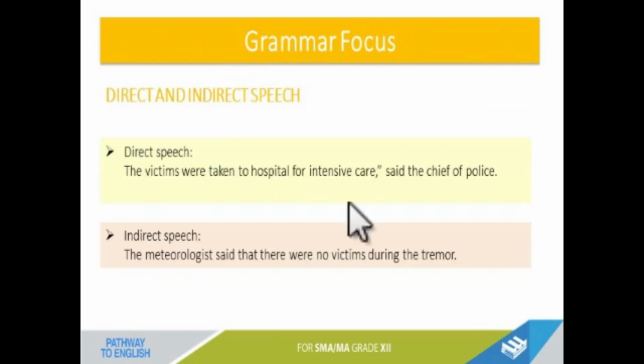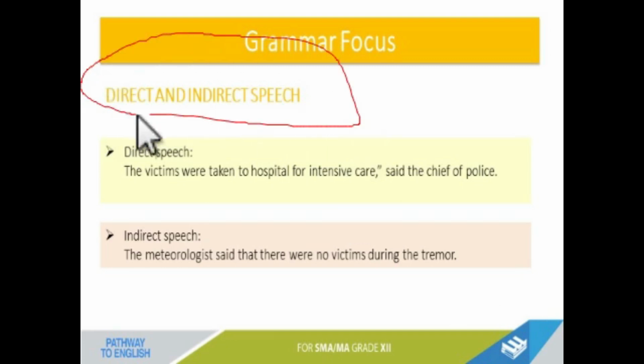And then the last part is direct and indirect speech. I think you have already learned it in secondary school, in grade 10 or 11. Direct and indirect speech is also used in news items. Direct speech is when people speak directly to the second speaker, so we write using the original words or sentences that he spoke. For example, the victims were taken to hospital for intensive care, said the chief of police.